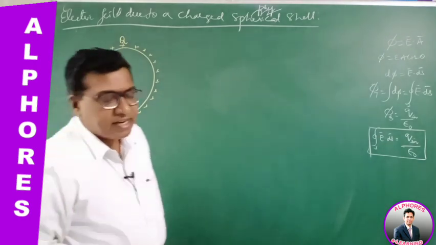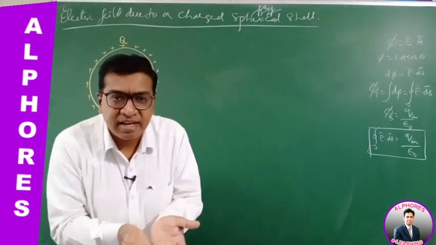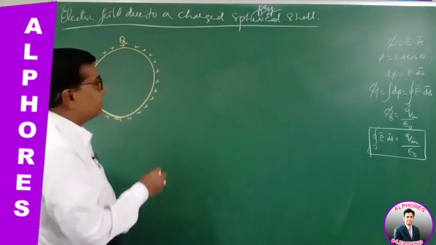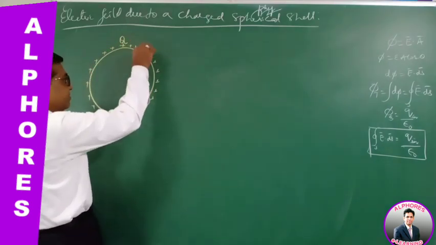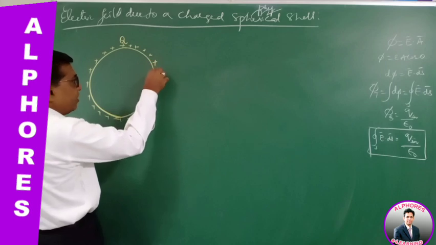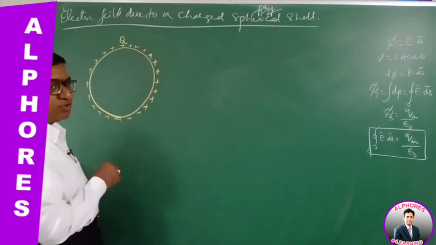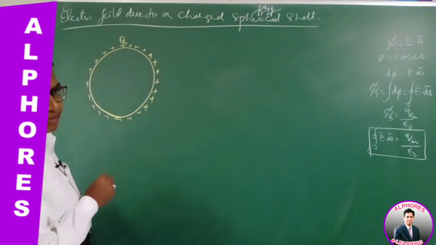And you know, if it is a conducting shell, all the charge will exist only on the surface of the conducting shell, over the outer surface of the conducting shell, right? So all the charge is on the outer surface of the conducting shell like this. So charge is uniformly distributed.